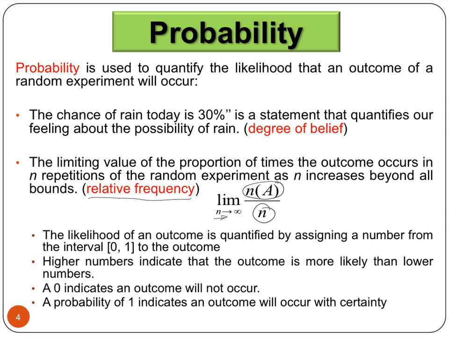Now, some conventions: this number has to be between 0 and 1, by convention and definition, and the higher the number, the more the likelihood that you are trying to represent. If the number is 0, it means that the outcome will never occur, so it's an impossible outcome. And if the probability is equal to 1, it means that every time I repeat the experiment, this outcome will keep on occurring. So the experiment is no longer probabilistic or random, and it becomes almost deterministic.